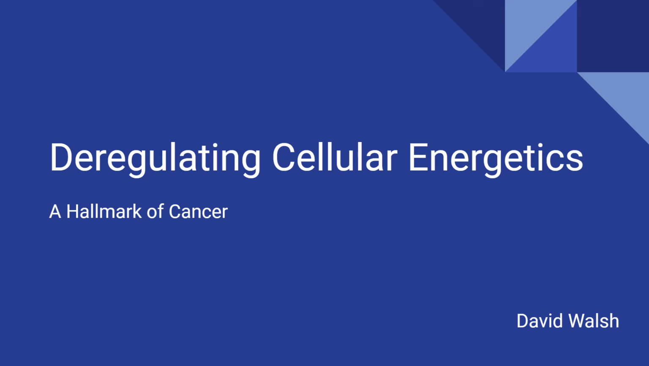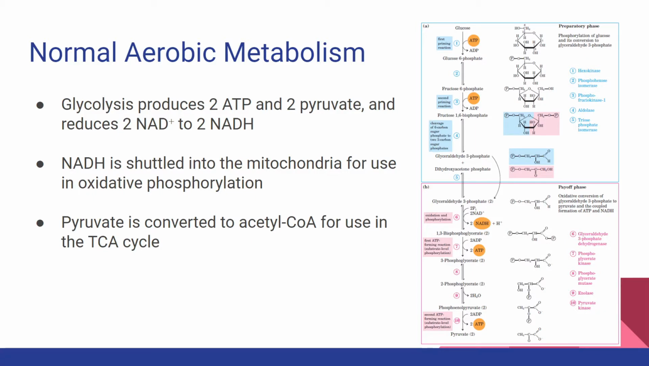Deregulating cellular energetics, a hallmark of cancer. Cellular energetics obviously involves cellular metabolism. Taking a look at normal glycolysis, we can recall that one glucose molecule can be processed to generate two molecules of ATP, 2 pyruvate, and it reduces 2 NAD plus to NADH.